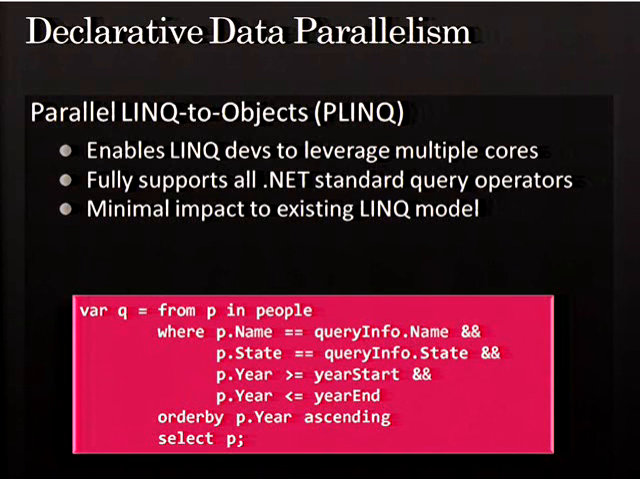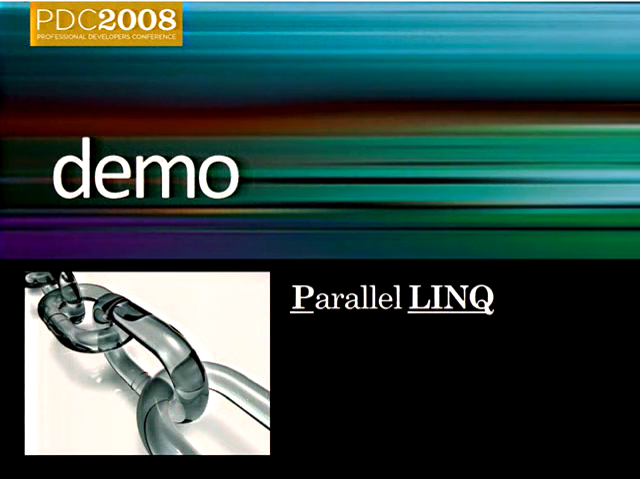So if I have this query, how can I make this go faster? Minimal impact to existing LINQ model, it says. Keep an eye on that code on the screens, because if you blink, you'll miss it. That's all you have to do. And you're probably thinking, prove it. So let's go and do that.